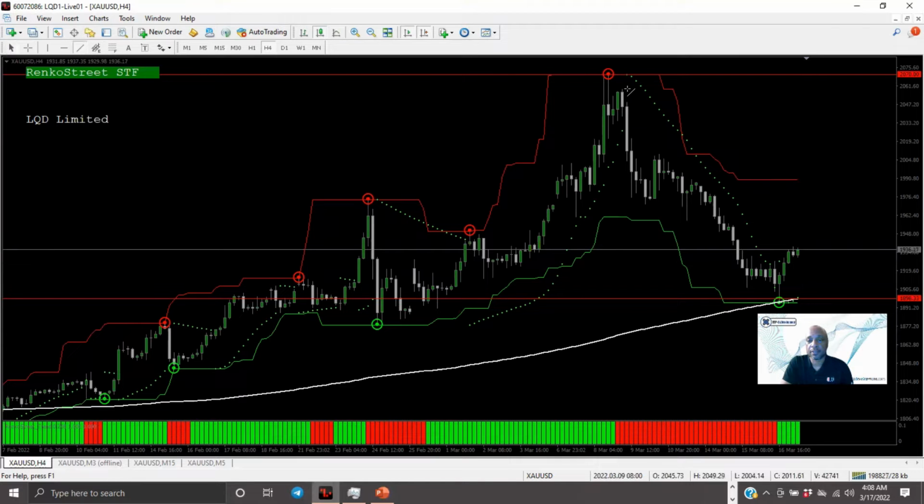Let's get into this. And as you can tell, there's been a change of momentum here on gold. So this is my trend line. So we're trending downward for the past, say, about 10 to 9 days or so.